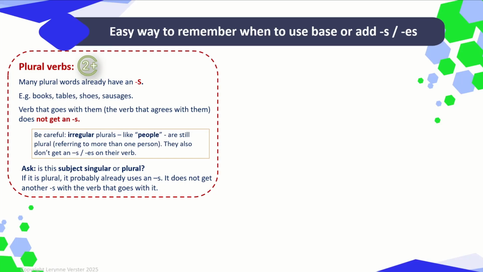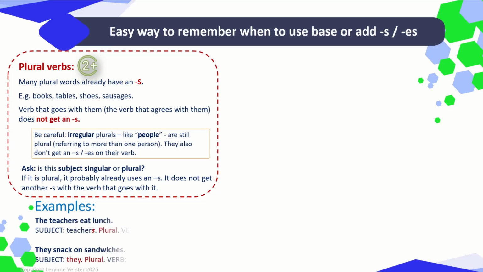Ask yourself, is this subject singular or plural? If it is plural, it probably already uses an s and does not get another s with the verb that goes with it. Examples. The teachers eat lunch. The subject is teachers. Plural. The verb is eat, it does not get an s. They snack on sandwiches. The subject is they. Plural. The verb is snack, it does not get an s.